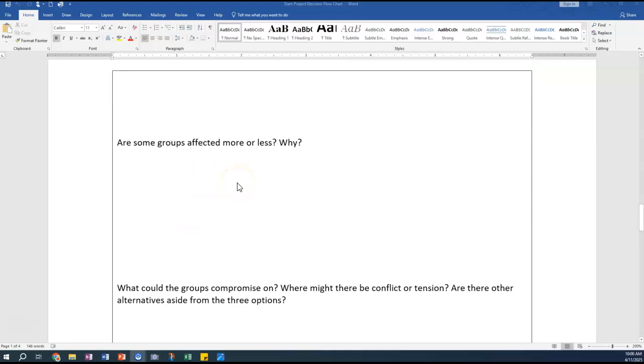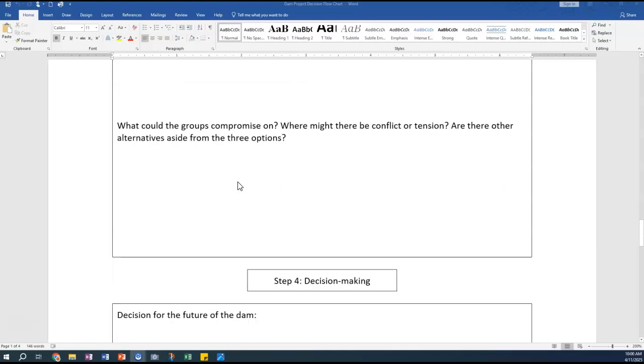What groups are affected more or less? Why? Okay. And where might we find areas of compromise? Where might we find areas of compromise? So this gets back to that idea of what can we get people on board with? We want to get the most people most of the time.